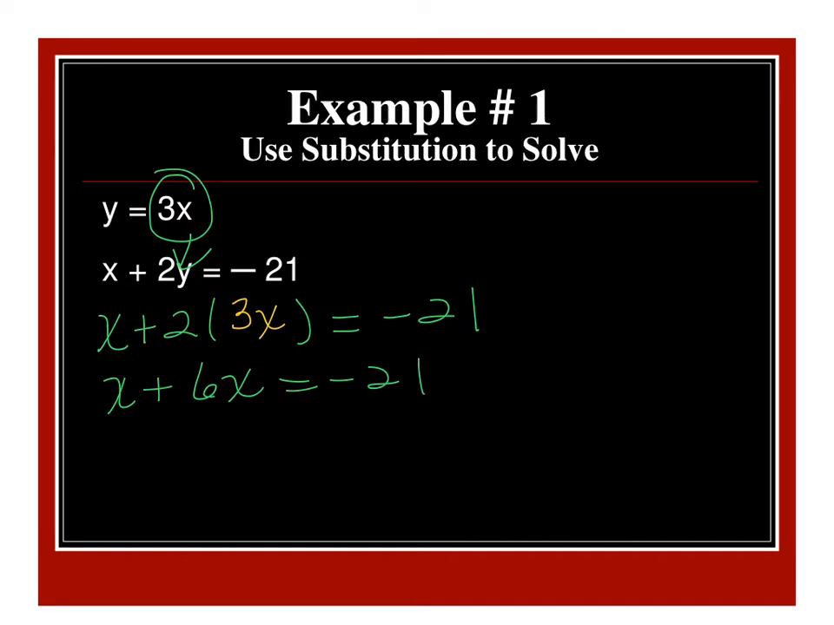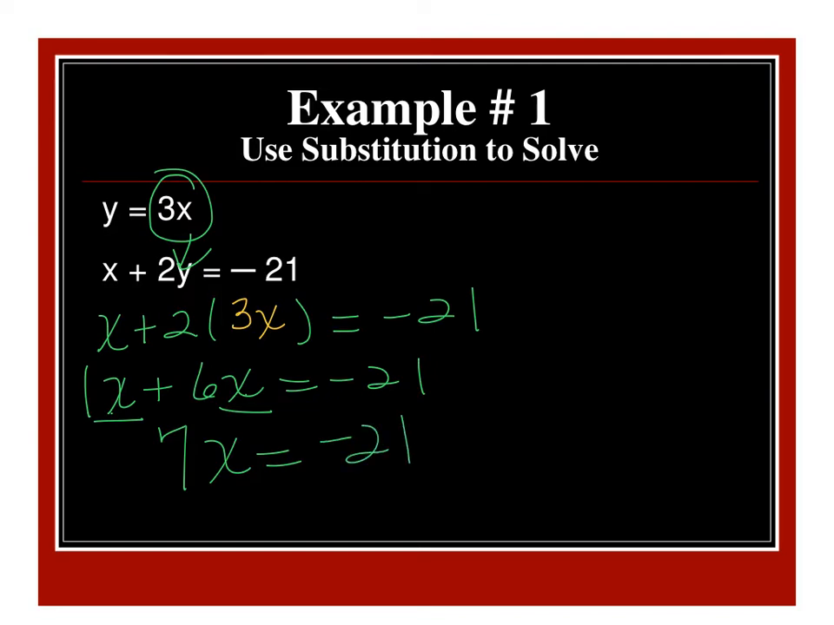Alright, I combine my like terms. These two terms are alike because they both share an x. So what makes them the same, the x, I keep the same, and I do the arithmetic with the numbers in front. There's no number in front of x, but I know there's an implied 1 there because I have 1x, and 1 plus 6 is 7. So then I bring down my 21.